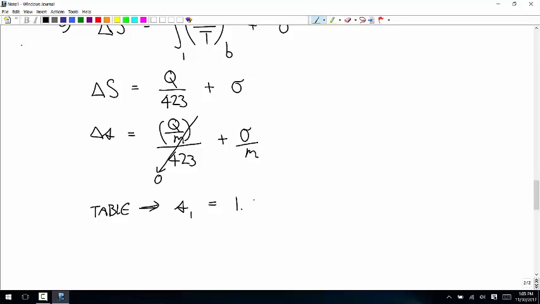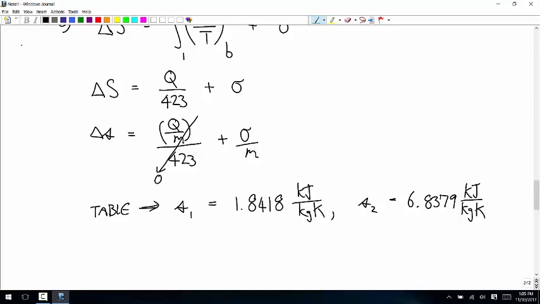S1 is 1.8418 kilojoules per kilogram Kelvin. S2 is equal to 6.8379 kilojoules per kilogram Kelvin. And so sigma over mass is equal to, subtract those two, and you get positive 4.9961 kilojoules per kilogram Kelvin.